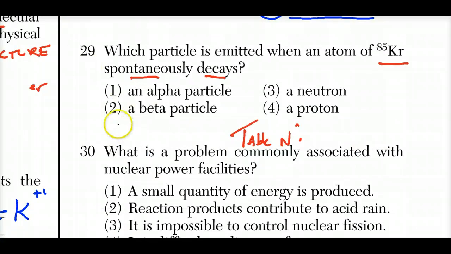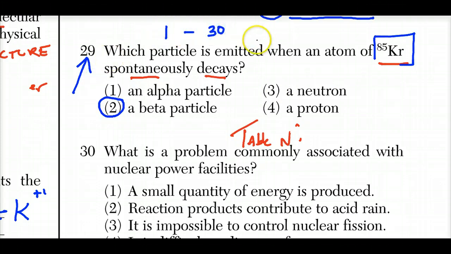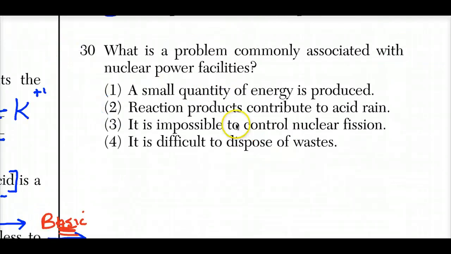So number 29 was just a question that really tests your ability to know that you have some information to look up on Table N in regards to the type of particle emitted by the nucleus. Again, know where you are in the test. The first 1 through 30 questions go in order of atomic structure all the way through nuclear chemistry. So we're in the last part of the 30s. So the last few questions here have been nuclear. In any case, 29 is 2. Number 30 states, what is a problem commonly associated with nuclear power facilities?